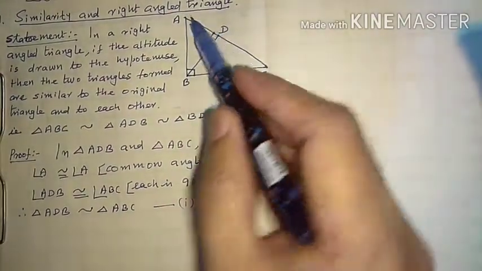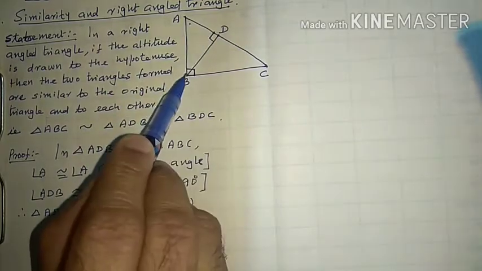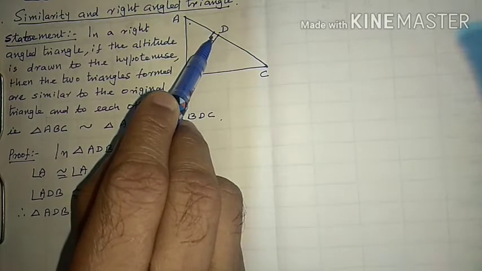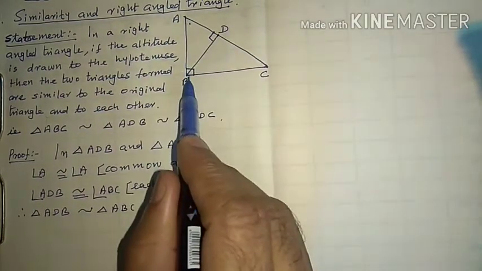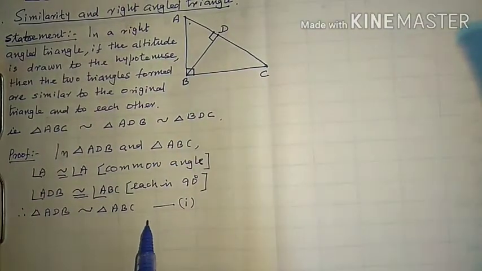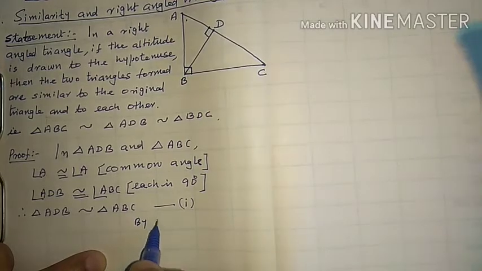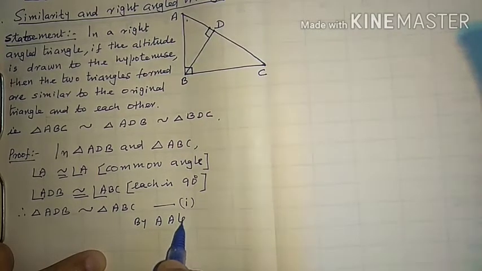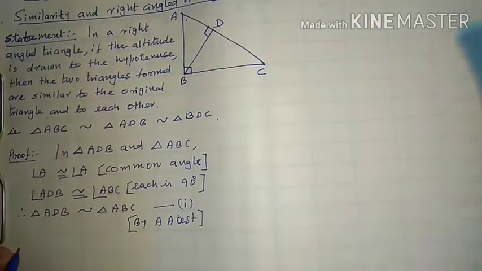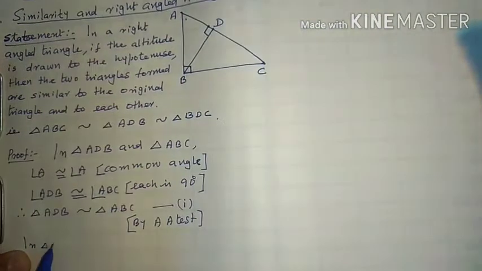What is it saying? Angle A is common and the right angle. The small triangle has angle A and angle 90 degrees. Here also, angle A and angle 90 degrees of the bigger one are congruent. Therefore, they are similar by AA test. AA test for similarity.